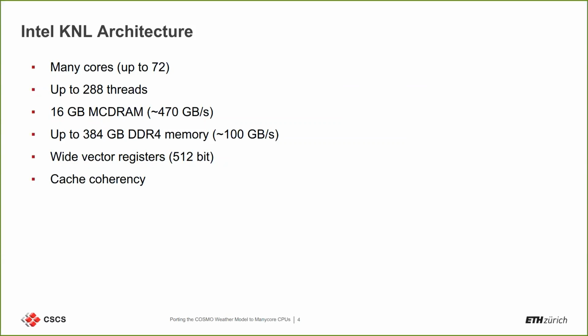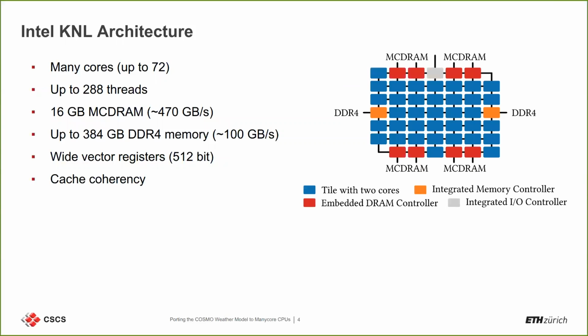Then there are wide vector registers, so AVX-512. And in contrast to GPUs, there is full cache coherency. And the full hardware actually looks a bit like this. There are 36 tiles with 2 cores each, so 72 cores in the largest version at least. They are ordered in such a mesh or grid arrangement, and communication between the tiles goes along those vertical and horizontal lines in the mesh.